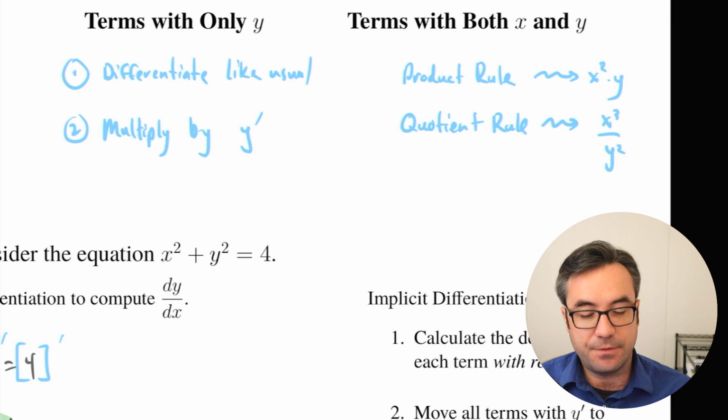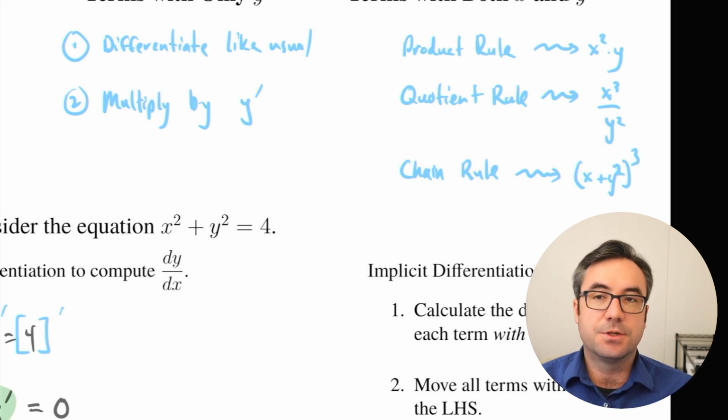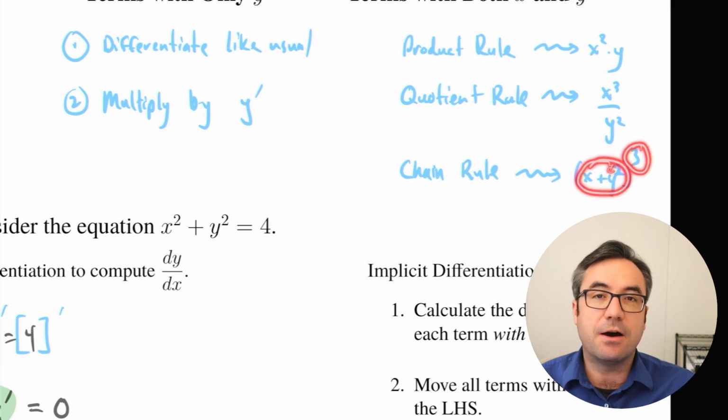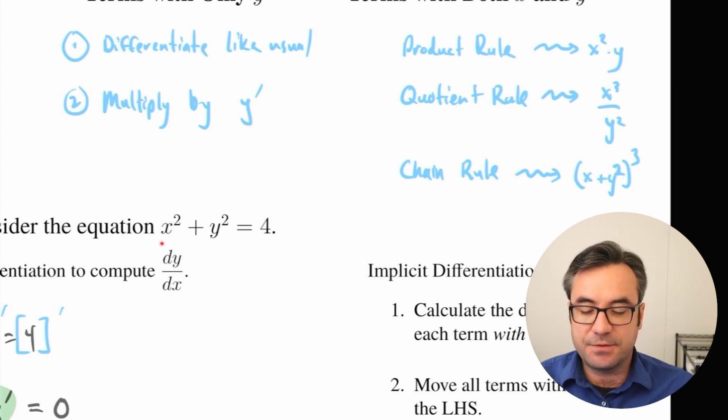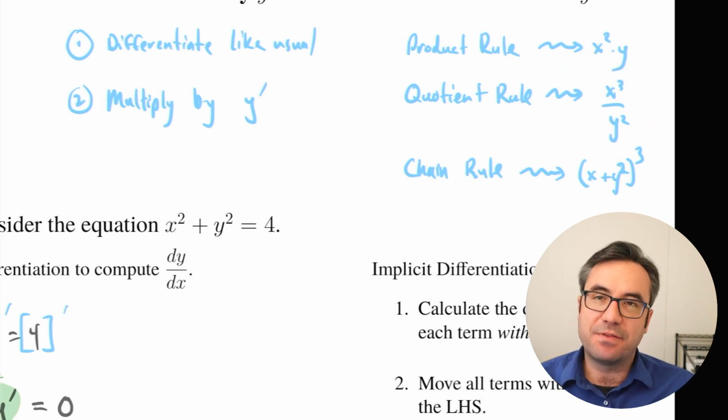Or maybe we have a composition. So maybe we have to use chain rule. So an example like this might be x plus y squared all cubed. So this is one big term, and there's both x's and y's in here, but there's this inner function part and then there's this outer function part. And so we'd have to use chain rule. So that's what we're going to be looking at. We're going to kind of spice up our equations here with these more complicated type terms. And we're going to see an example of that in class next.